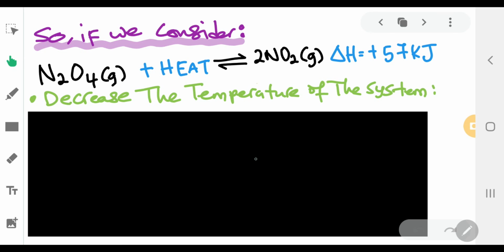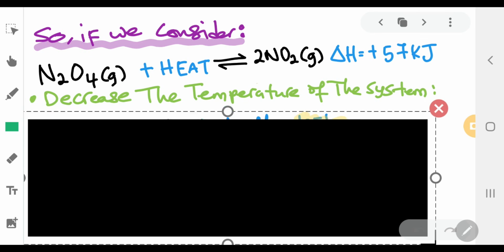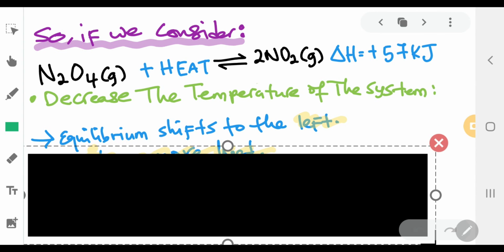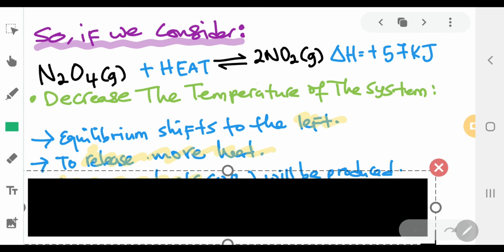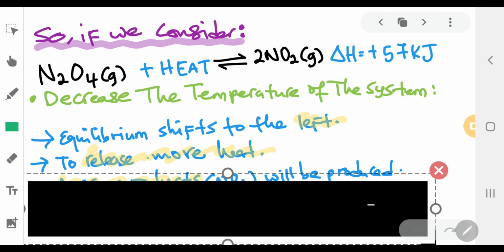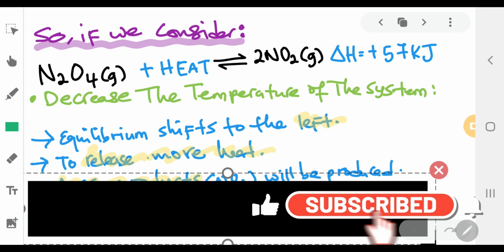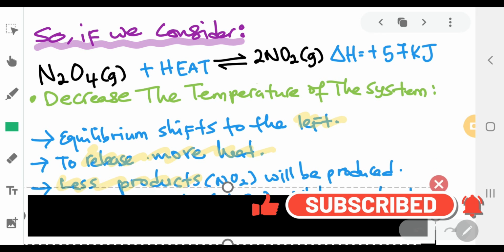So it will be the opposite for when you decrease the temperature for endothermic. When you decrease the temperature of the system, you will start to lose heat. And when you start to lose heat, what will happen? We need to make more of this heat in order for the equilibrium to be retained or obtained. So equilibrium will shift to the left. You will need to release more heat to the system because now the temperature of the system has dropped. So we need to make more of that heat for you to get that equilibrium.